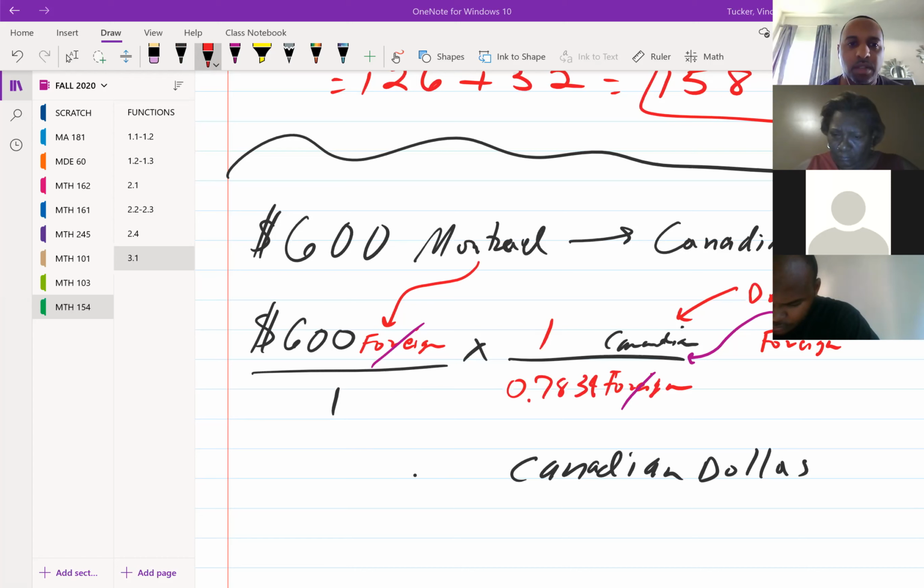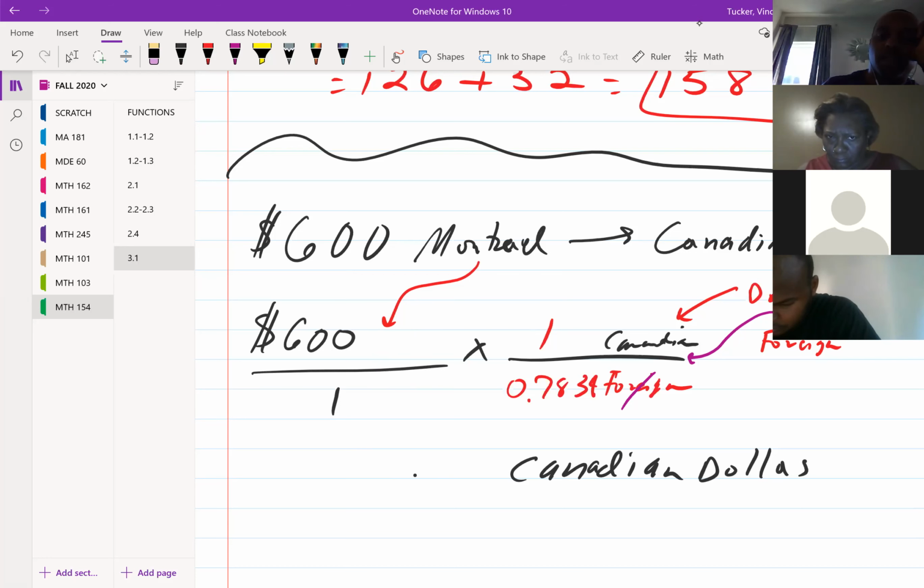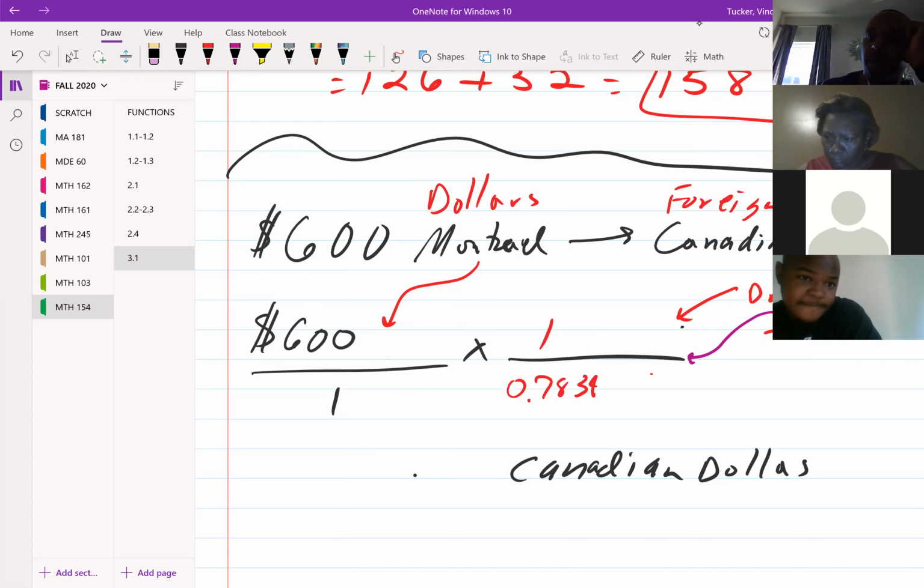1.277. So dollars per foreign. They must be interpreting it the other way around. I guess they're calling the measurement that you're in the dollars. So basically, they must have it the other way around from how I was interpreting it. This is the dollars, and this is considered the foreign. So they're looking at it from the other way around.